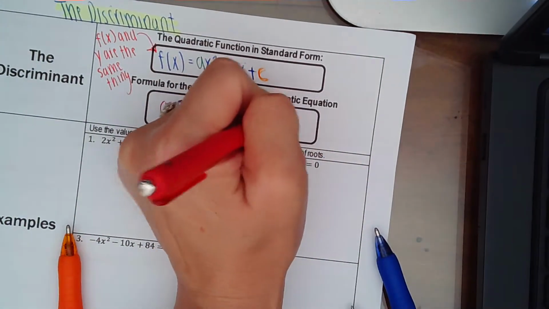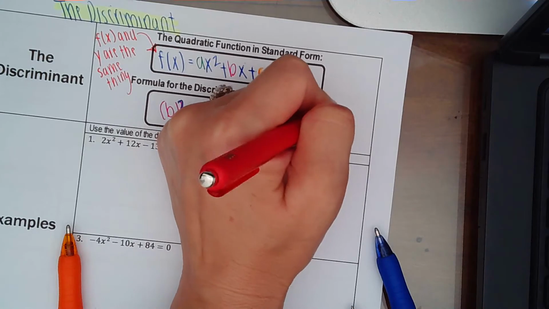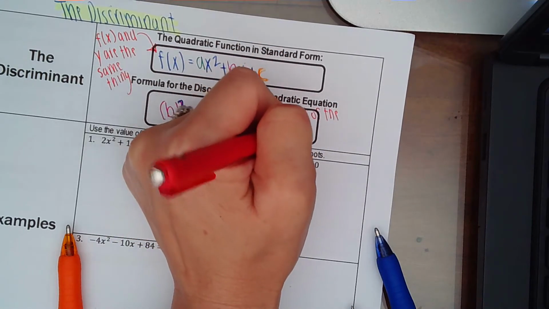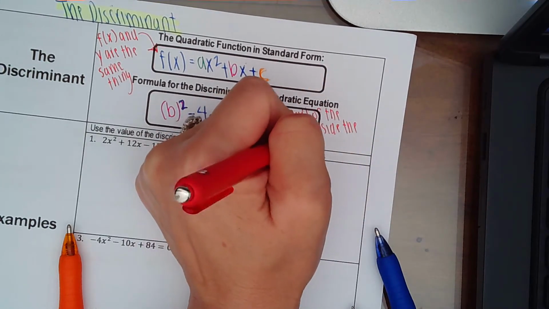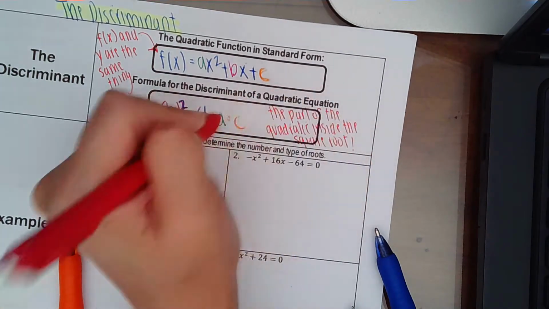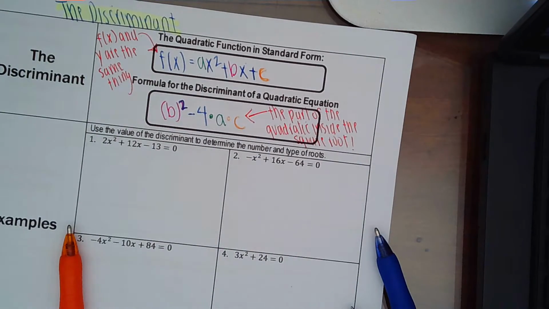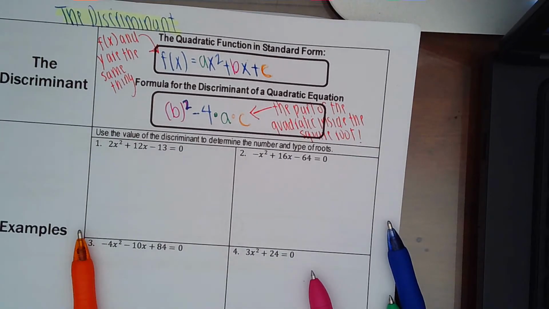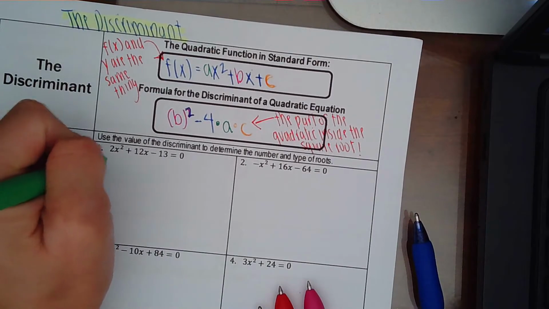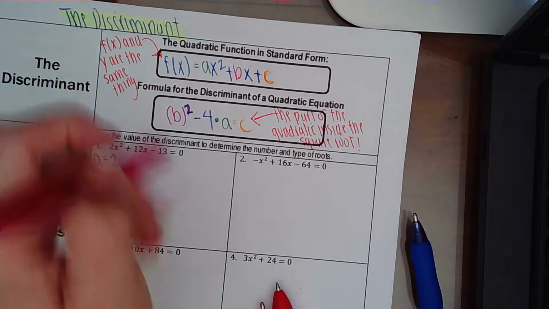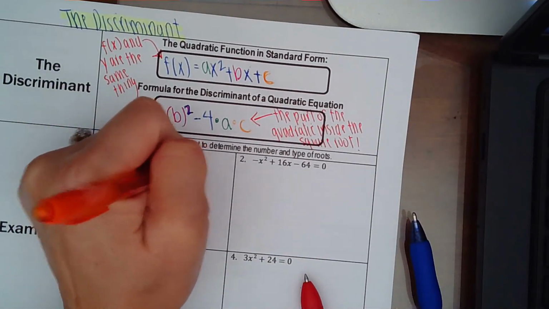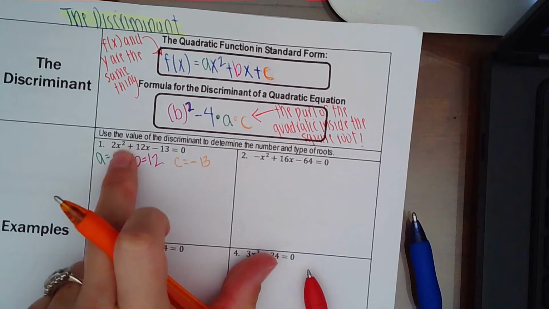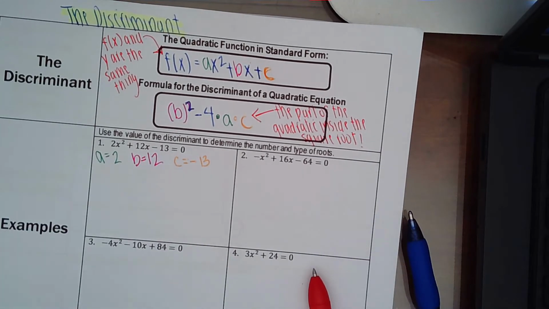Let me move my pens out of the way. It's the part of the quadratic formula inside the square root. Okay, so that's all that is, so you don't need to panic. And when you take your quiz or test, keep that in front of you. You have that luxury right now. So we're going to say a equals 2, b equals 12, and c equals negative 13. That's all based off of this problem right here. And we're going to plug it into the discriminant.